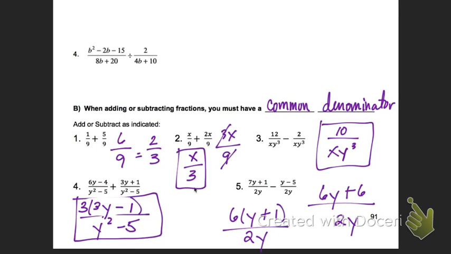And then what can cancel? 3. The 6 and the 2 can turn into 3. So I'm left with 3y plus 1 over y.